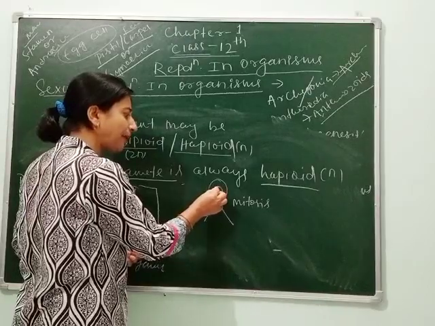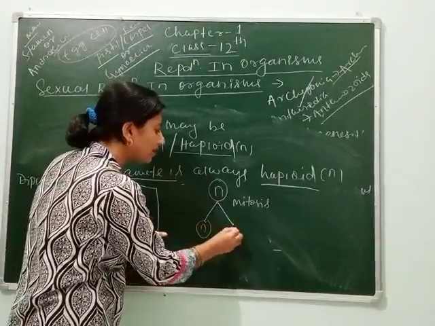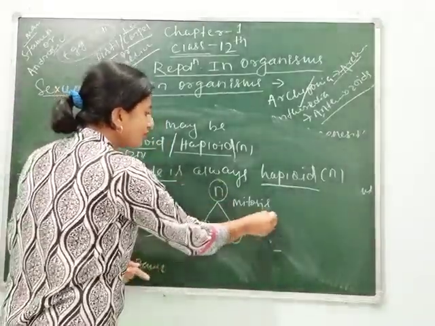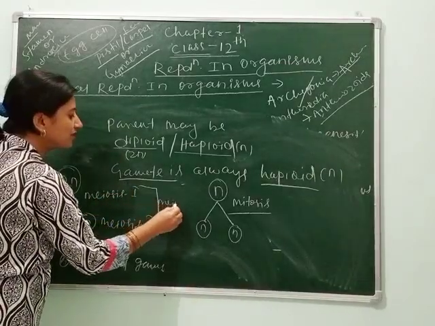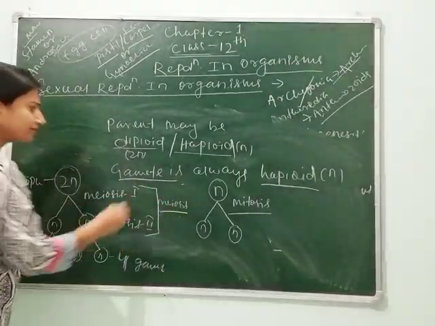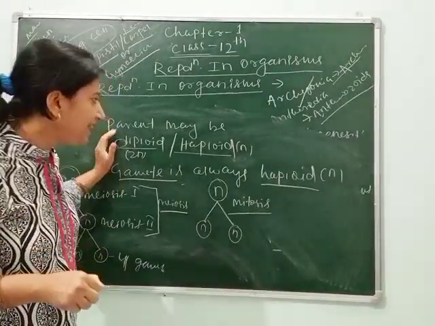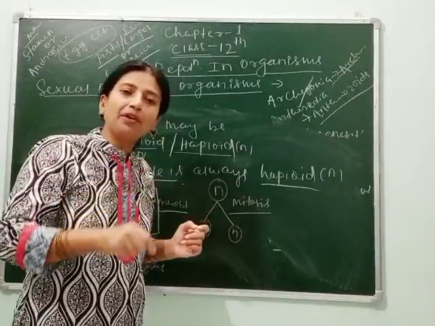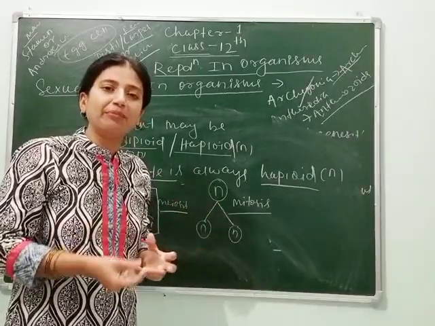So what happens here? The parent, which contains n number of chromosomes, gives an equal number of chromosomes to the gamete. So here the gamete is formed through mitosis, and there the gamete is formed through meiosis. From this we can see that a diploid parent goes through meiosis to form haploid gametes, and a haploid parent goes through mitosis to form haploid gametes. So this is how different organisms produce their gametes.